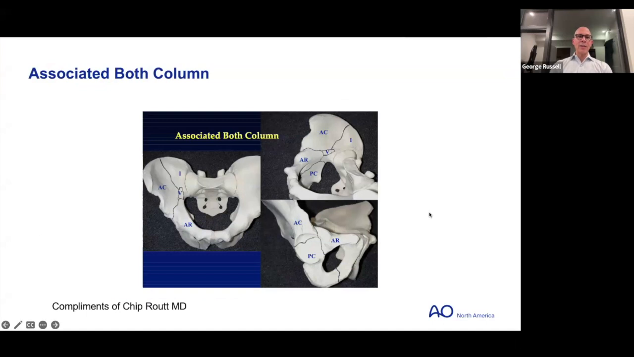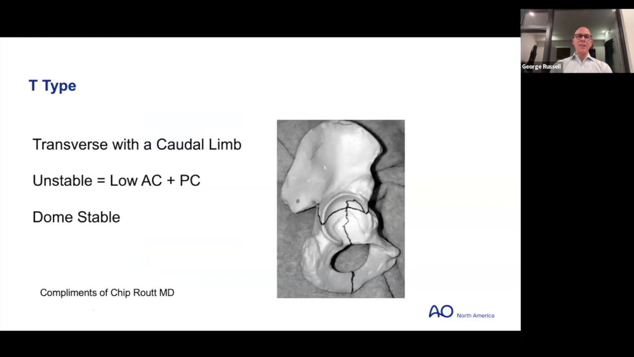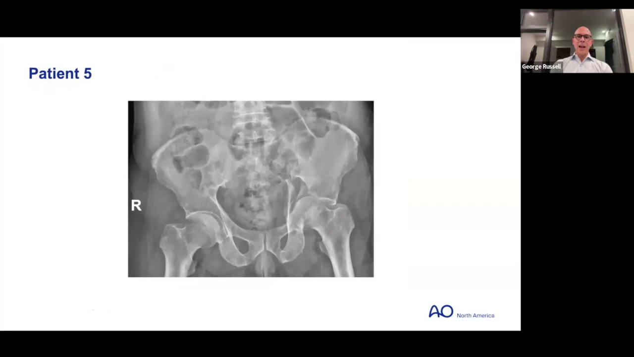Today, we'll be talking about 3 types, drawn on these models: the associated both column, the anterior column posterior hemitransverse, and then the T-type. Now, it should be noted that the fracture patterns demonstrated today are not necessarily clear. A lot of them are confusing. And the reason we put those in there is to actually show the real world of how these acetabular fractures are presented to you in your practice.